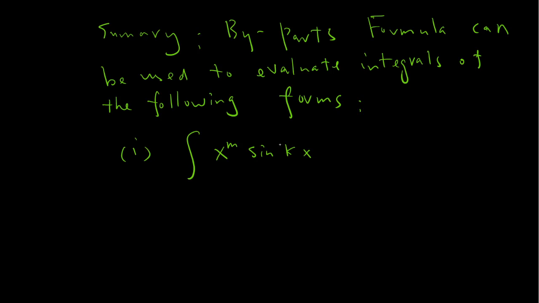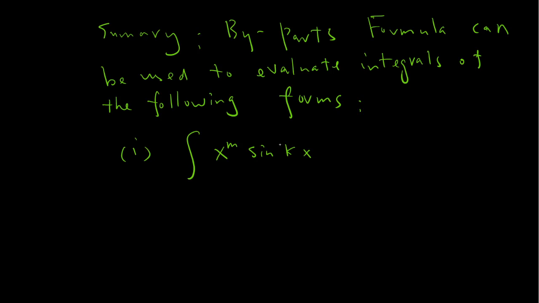Do you need me to write down how to choose u and dv? For this form, always choose u to be x to the power of m, and choose dv to be the other function together with dx, sine of kx and then times dx. Okay.